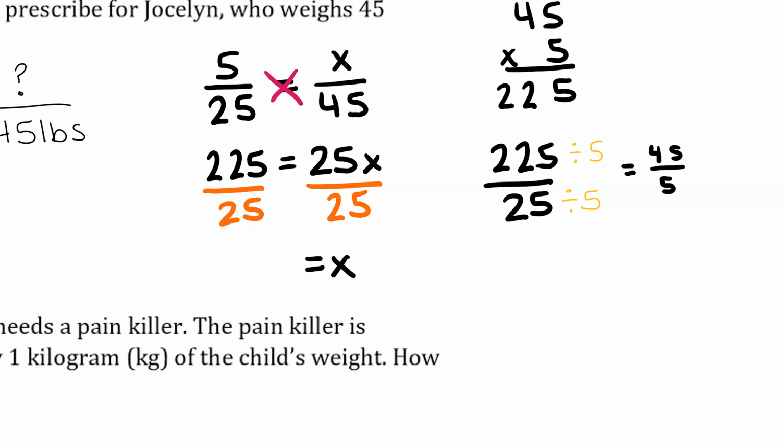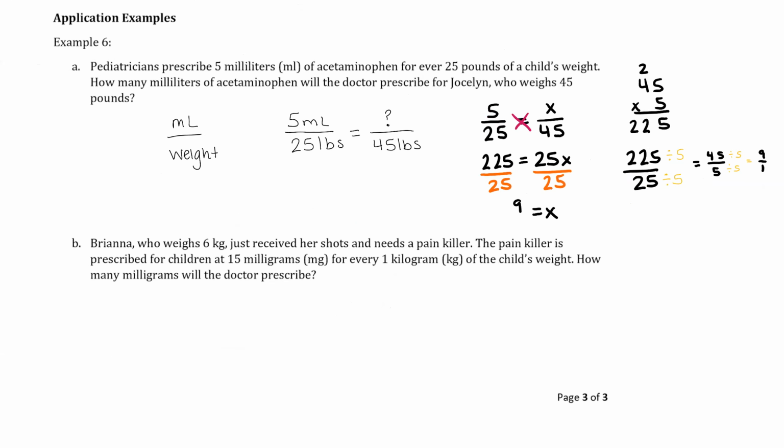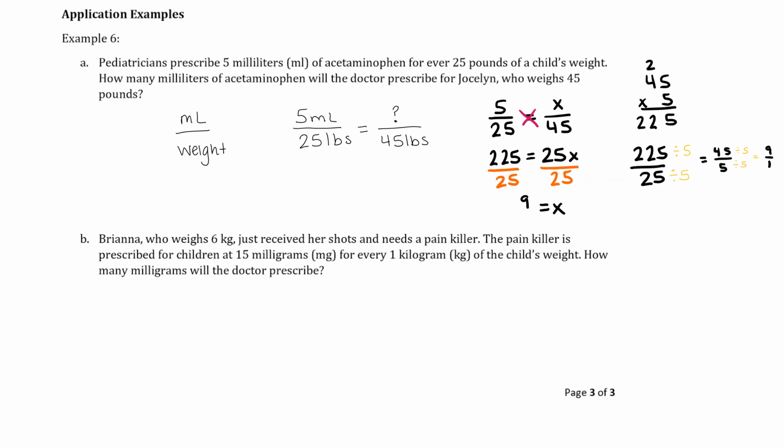Oh, which makes sense because obviously we did 5 times 45. So now we can divide both of those numbers by 5. And that would give me 9 over 1. So x equals 9. So how much should I give Jocelyn? I should give her 9 ml of acetaminophen.